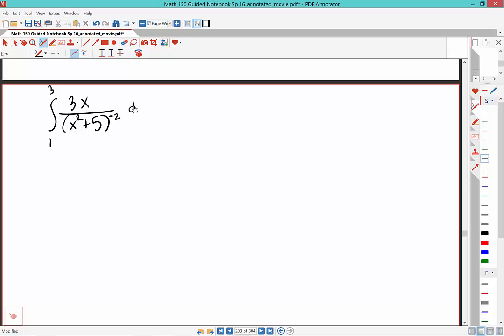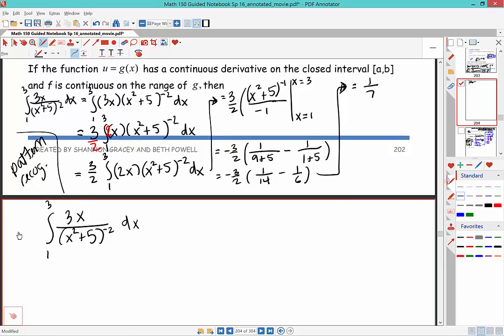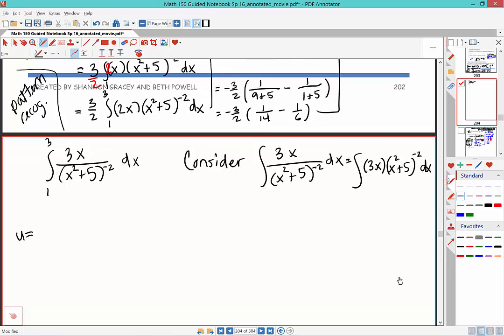Well, from the pattern recognition way, with this one, we would say, okay, consider the indefinite integral. The indefinite integral of 3x times x squared plus 5 to the negative 2 with respect to x. And let's say you're a u sub person, but you don't like changing the limits of integration.